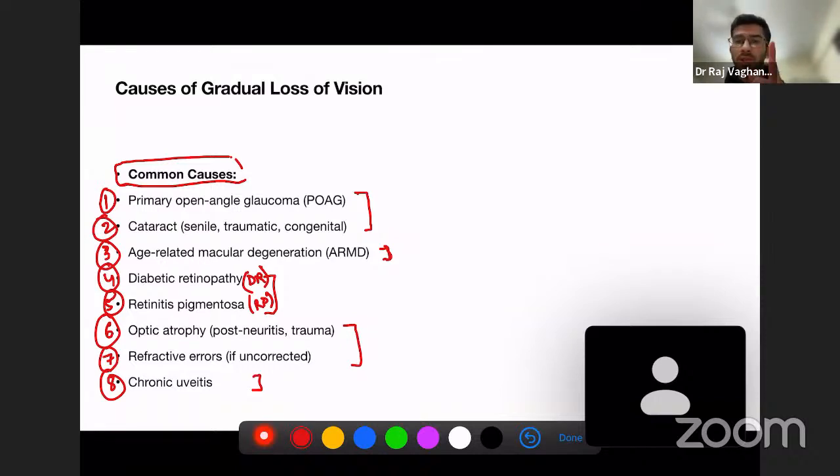Glaucoma, cataract, ARMD or age-related macular degeneration, diabetic retinopathy or retinitis pigmentosa, a doctor, regular practitioner in short, or you can consider it as a mnemonic. Then optic atrophy and refractive errors, and at last, chronic uveitis. So these are the causes of gradual loss of vision.